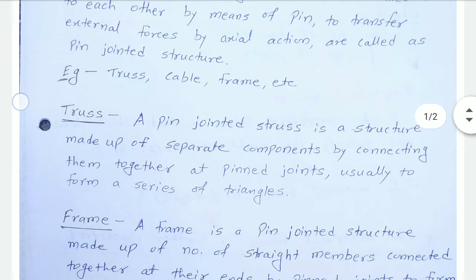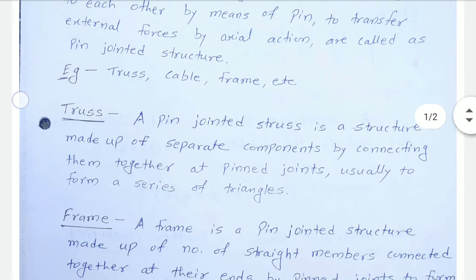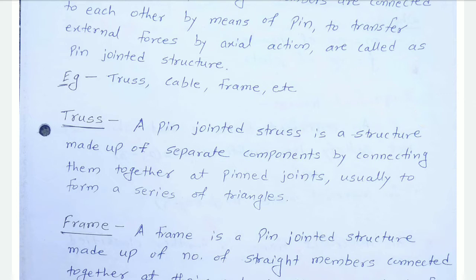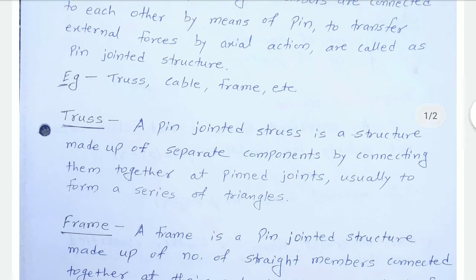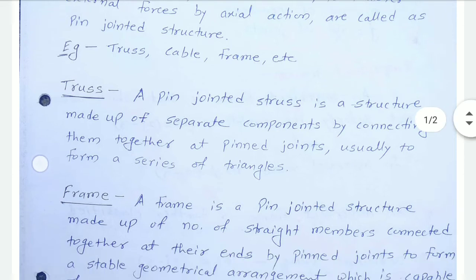So number one is a truss. Which structure can we call a truss? Obviously it will be a pin jointed structure. A truss is a structure made up of separate components connected together at pin joints, usually in the form of a series of triangles. It means that if the structures jointed by pins form triangular structures, a series of triangles, then these are called trusses. In a simple way, a triangular structure of pin joints is called a truss.